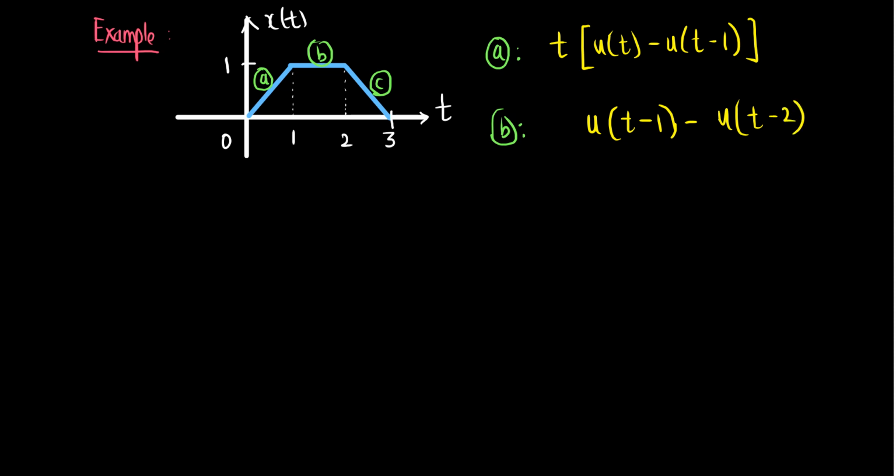And part C, similarly, we can observe the part C. What is the slope here? The slope of this part C. You can see that y2 minus y1 upon x2 minus x1 is minus 1. So y2 minus y1 upon x2 minus x1, that is the slope of this, multiplied by t, so that is minus t. And this signal here is being shifted by the amount of 3 units.